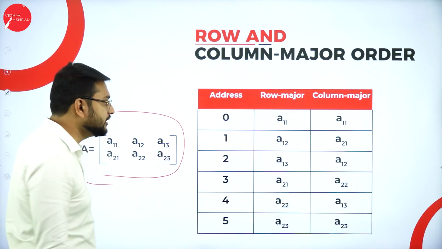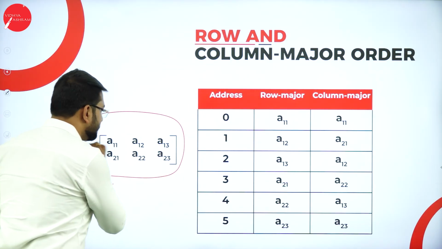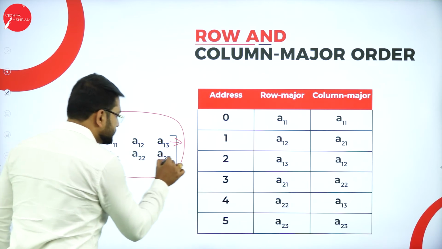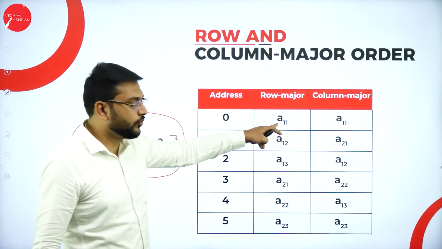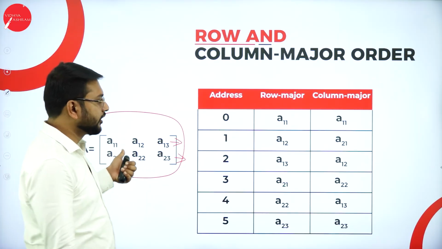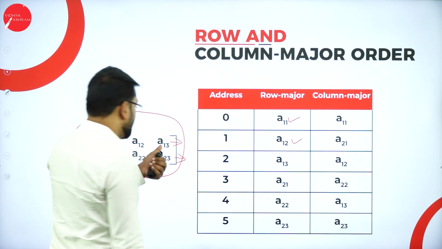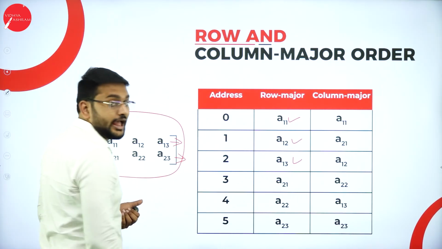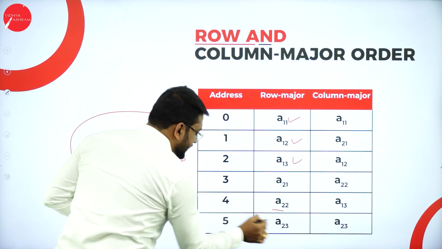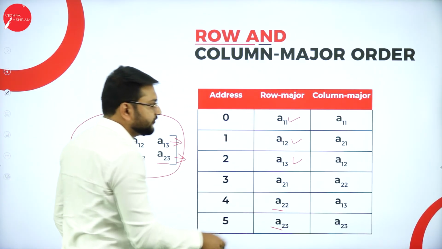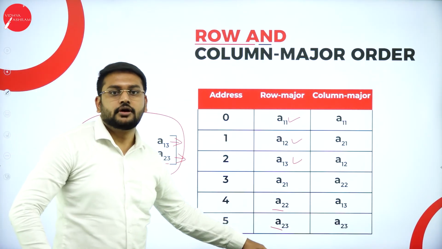Suppose I am mentioning that in the row measure. Row measure in the sense, first I will mention this row and then I will mention this row. Row wise I will be mentioning. So what is the first element I have? A11. The second one is A12. After that A13. Then I start from here: A21, A22, A23. So row wise, first row and second row, I will call it a row measure.